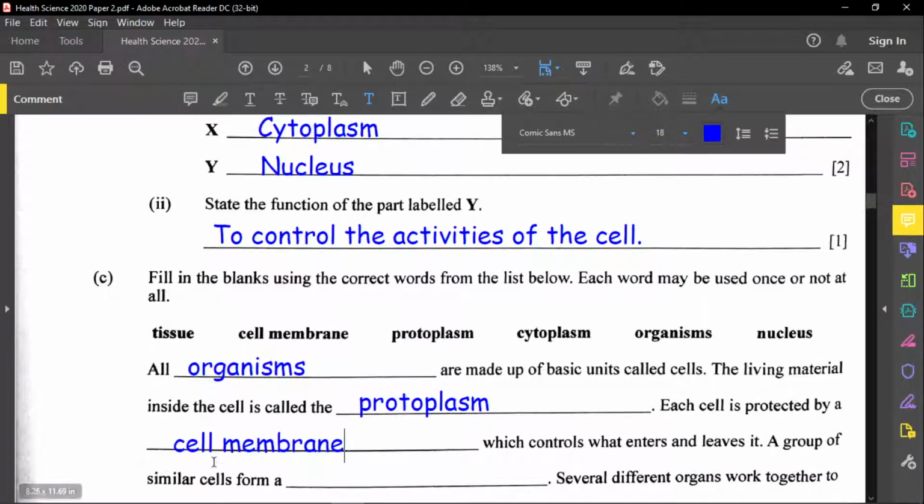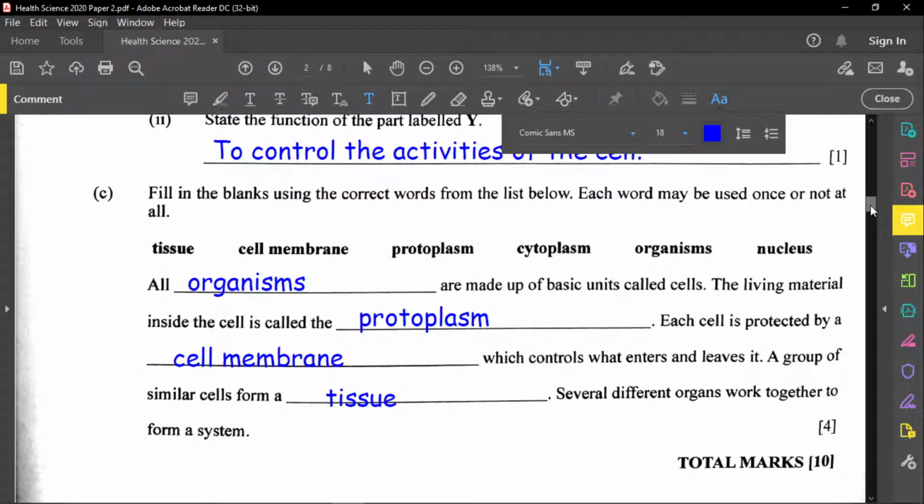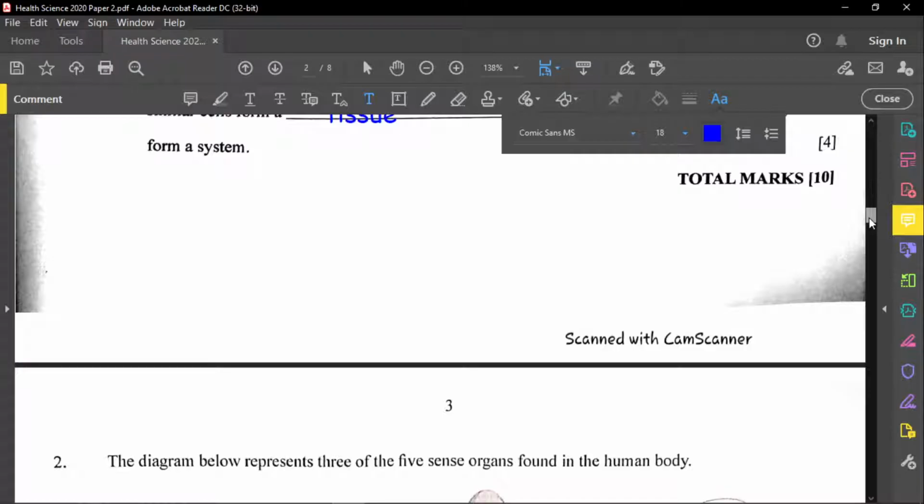A group of similar cells form a what? And this is a tissue. Remember that cells will form tissue. And then the last part states that several different organs work together to form a system. Great. So we finish with this question. Quite short and easy.